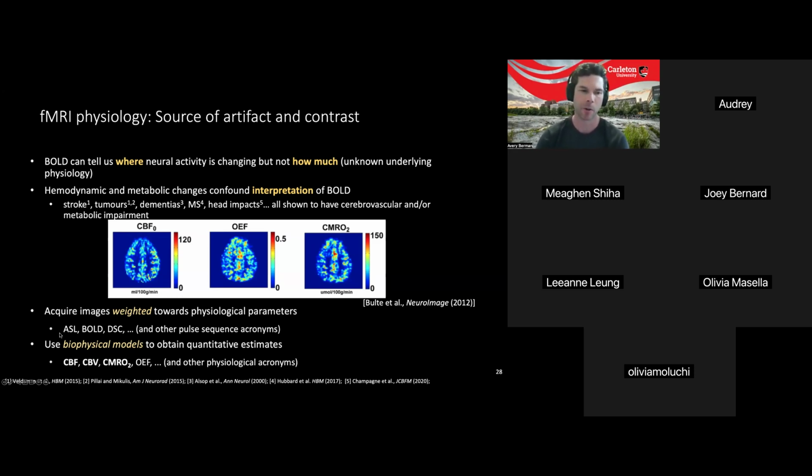So the strategy is we try to acquire different sorts of images that are more weighted towards physiological parameters of interest. Here are some examples of generating images of blood flow, oxygen extraction fraction in the middle, and the metabolic rate of oxygen on the right. We have a whole slew of different sequences to tune or sensitize our contrast to the different physiology. There's just a whole zoo of acronyms. I'm not going to go into them. And then we can use biophysical models to obtain real quantitative estimates of the actual underlying physiology that contributes to our MRI images. So measuring blood flow, blood volume, oxygen consumption, and again, a whole zoo of acronyms that I'm not going to go into.